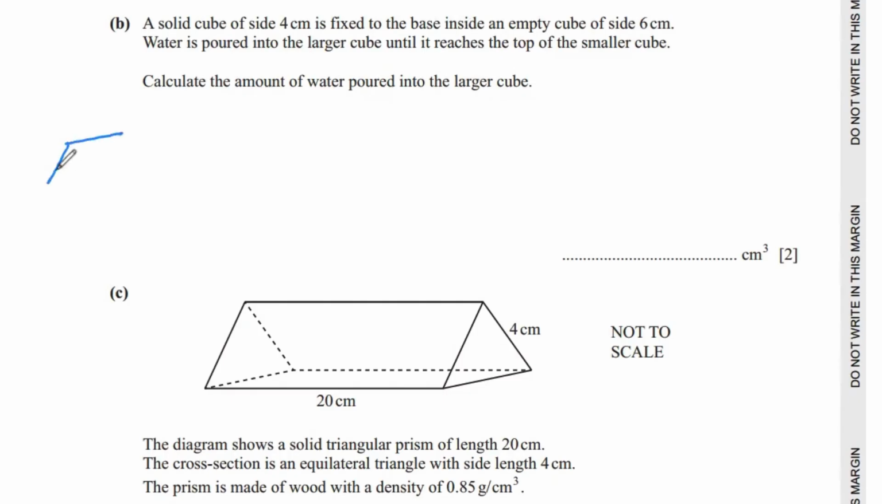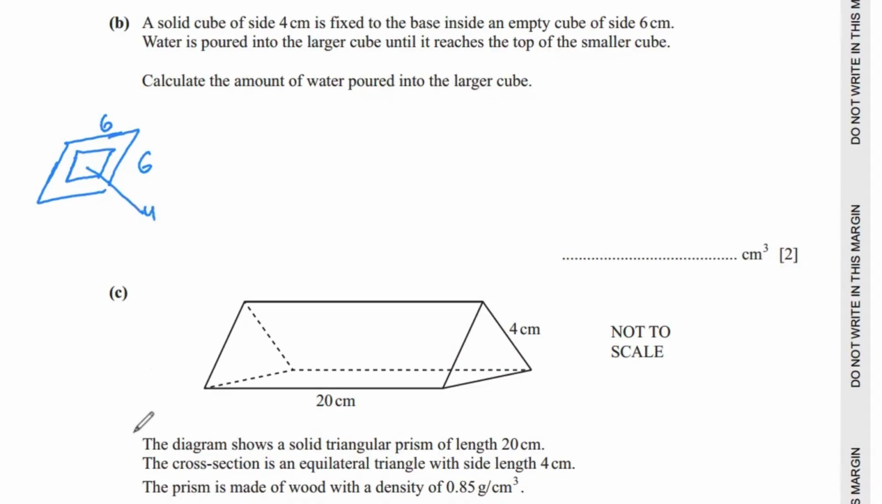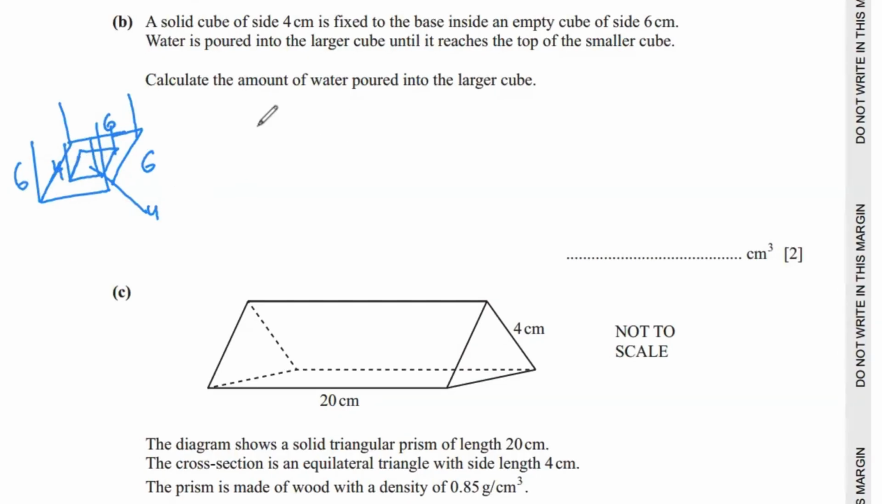So the solid cube of 4 centimeters is fixed to the base of 6 centimeters. So if this is the base, which is 6 by 6, inside this base we have a 4 by 4 cube. The cube has all equal sides. So this height would also be 6, and for this, it's going to be 4. So what we will do is find the volume of the smaller cube.